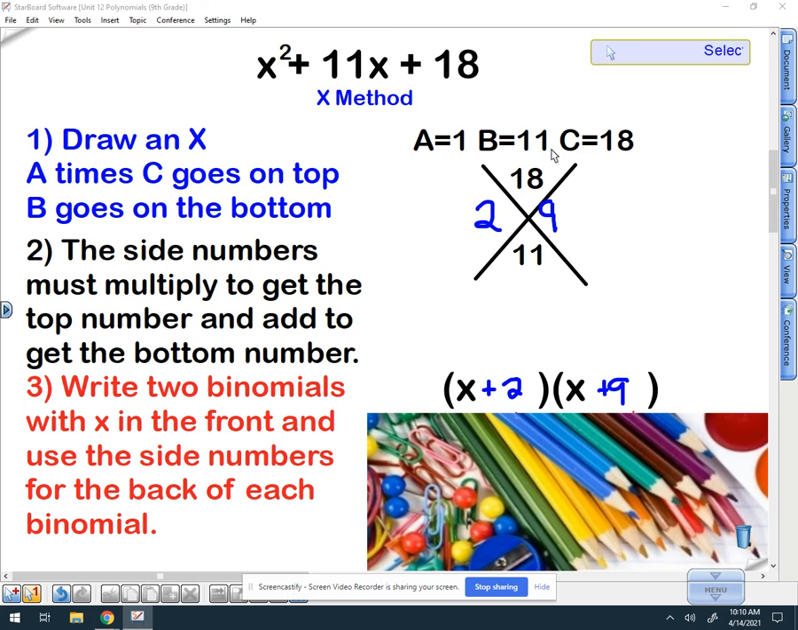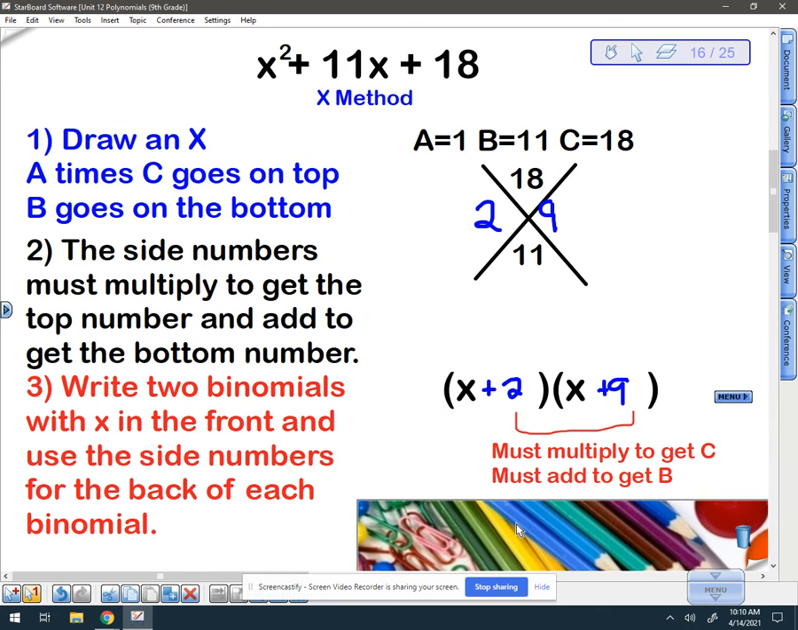And now I've taken a trinomial and factored it into two binomials. So now if I want to multiply these together using the FOIL method or the box method and check it, this times this will go back to this. 9 times 2 is 18. 2 plus 9 is 11. So it worked. All right, so this would be your answer.